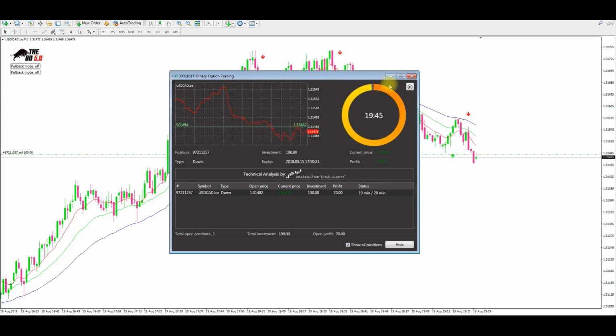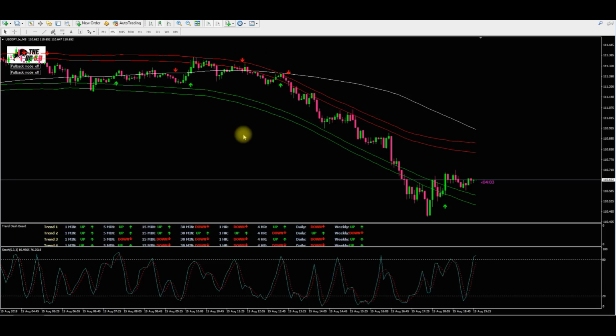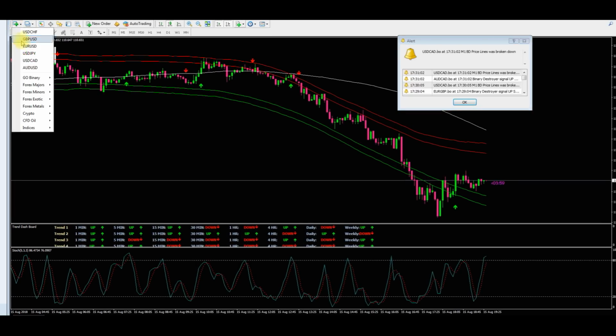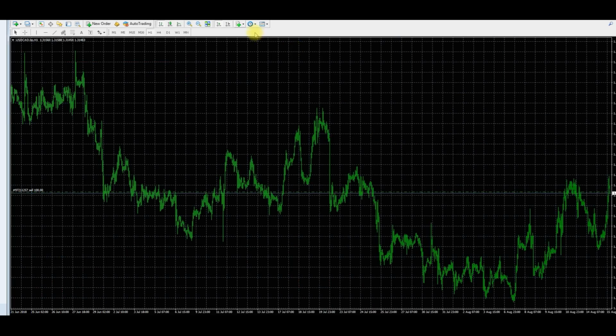Now, this here is trading price action, pure price action. The only difference is I'm using my binary destroyer as confirmation to get into a trade. Right, and I'll show you exactly what I mean. So this is USD CAD 1 minute. Right, let me load up USD CAD again. New chart, go binary USD CAD, and I'll show you the two differences.